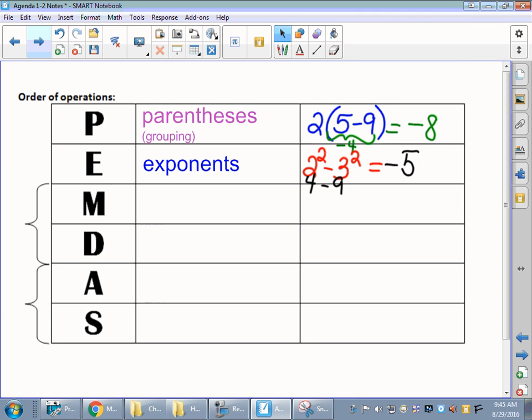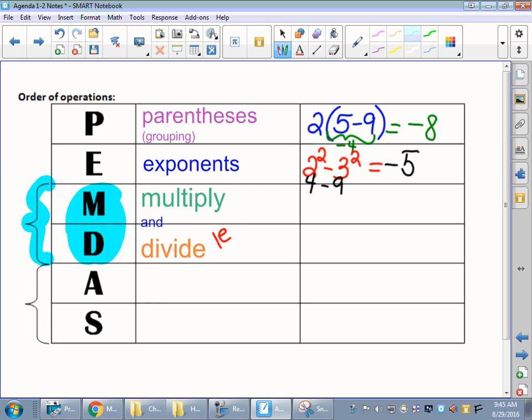M and D go together. Please notice I have the little squiggle thing here. M and D go together. And there's a problem I saw on the internet this summer where people were getting the wrong answers. You multiply and divide left to right. So it doesn't matter what order they come from. You don't automatically multiply before you divide. You always work left to right.